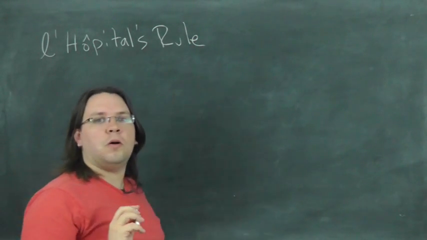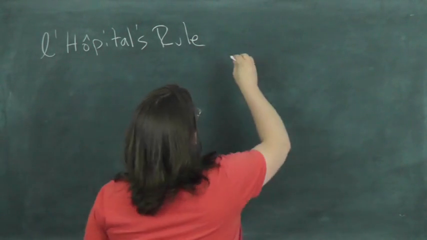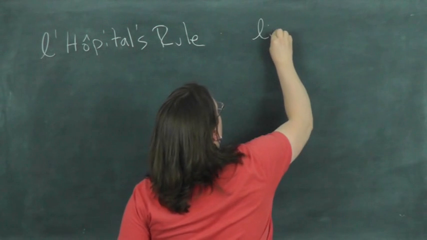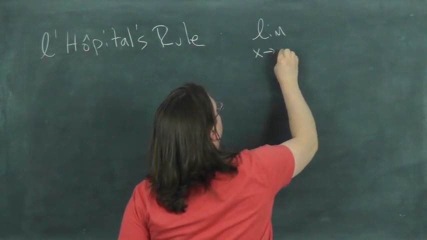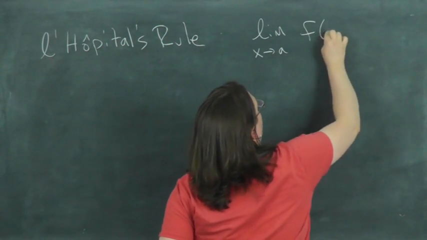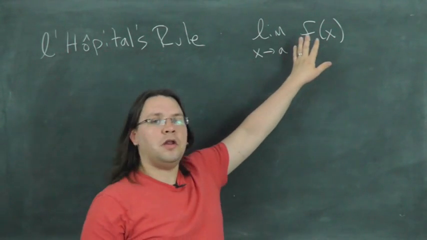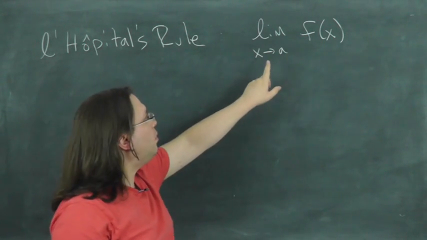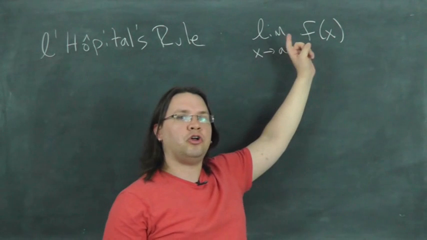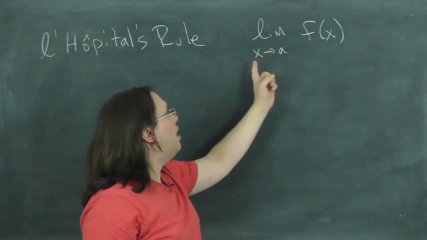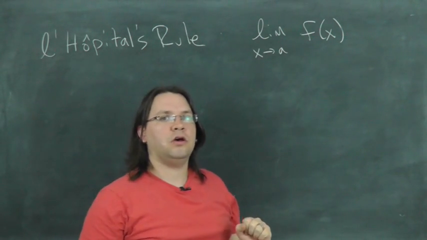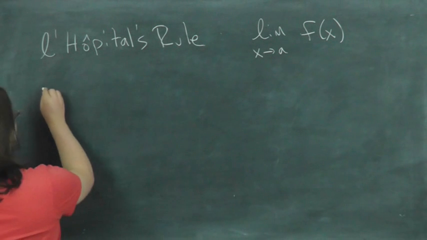So let's recall for a moment what exactly we're doing here. We're computing the limit as x approaches a of some function f of x. And what is this? This is a number, and it's the number that the function f gets close to as x gets close to a. So let's think about some easy examples.